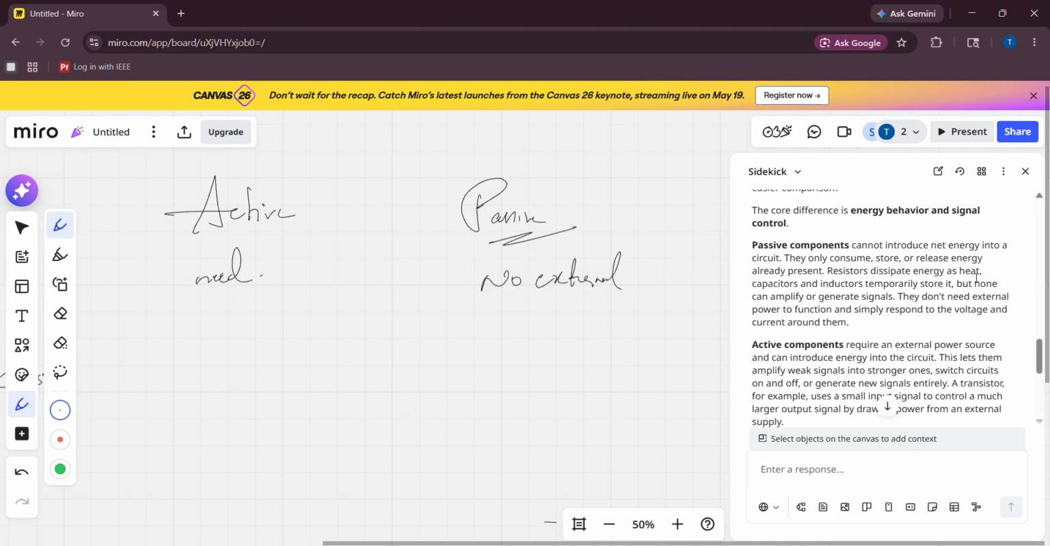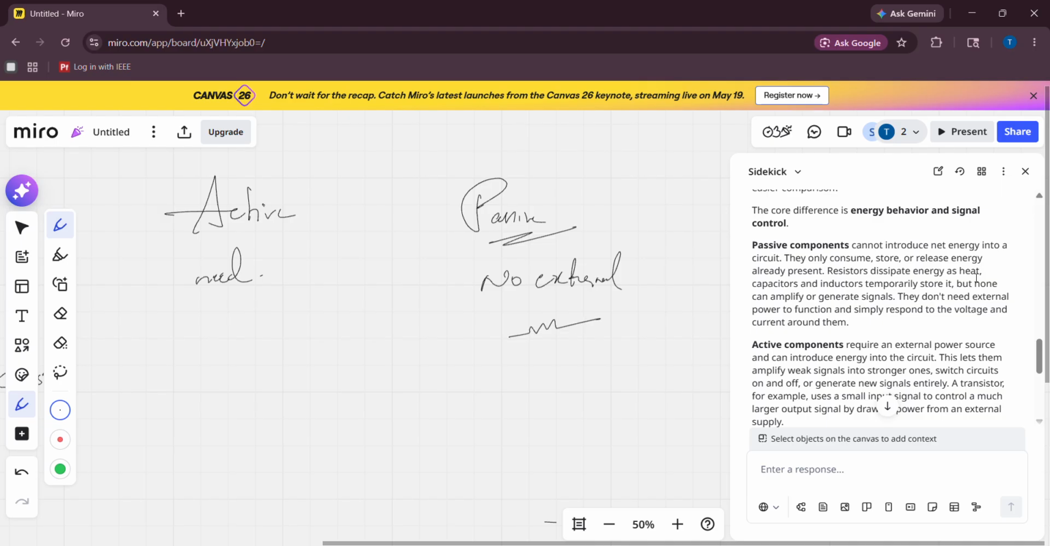Passive components cannot introduce net energy into the circuit, meaning they can't generate any type of energy in the circuit. They only consume, store or release energy. They only use the energy which is present in the circuit. A resistor dissipates energy as heat. Capacitors and inductors temporarily store it, but none can amplify or generate signals.